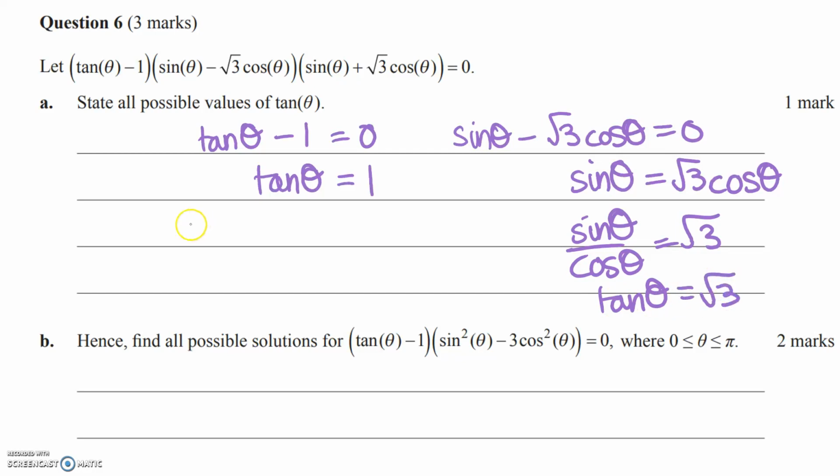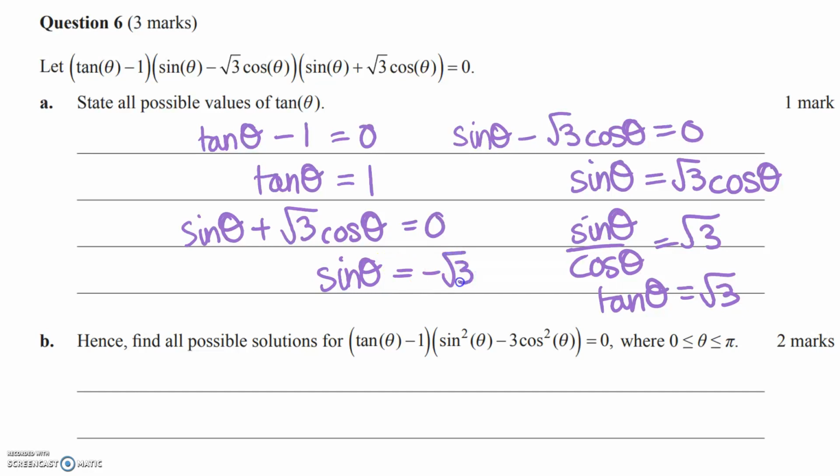And then if we look at this final bracket, sine theta plus root 3 cos theta equals 0, this would happen when sine theta equals negative root 3 cos theta. So this would mean tan theta is equal to negative root 3. So actually I have 3 answers here. So tan theta can equal 1 and plus or minus root 3.